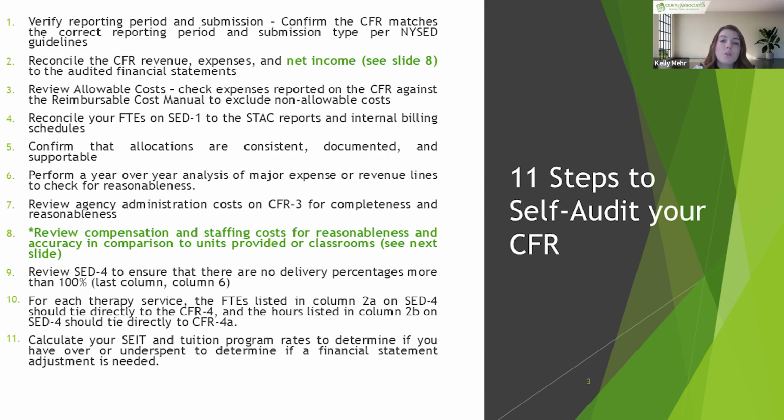Number 3, you should also be reviewing all your costs against the reimbursable cost manual to identify anything that might be considered a non-allowable expense, and then make sure that you properly disallow it on the CFR. I was going to say, it's not just the reimbursable cost manual, it's also CFR Appendix X. So when you're going through and looking at your allowable and non-allowable costs, Appendix X of the CFR outlines a lot of the non-allowable costs.